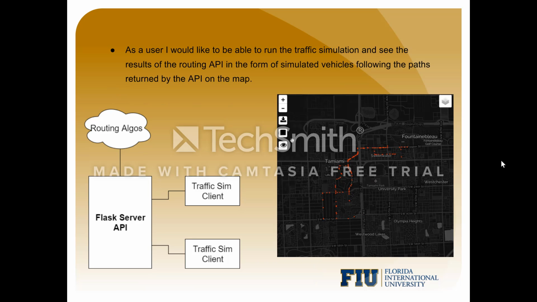To be able to test our algorithms, we had to be able to run a traffic simulation and call our routing API using simulated vehicles following paths returned by our API. Our routing algorithms were called by our Flask server API, which sent paths back to the client. On the right, we can see an instance of our simulation, where each red dot is a simulated car making calls to our API.